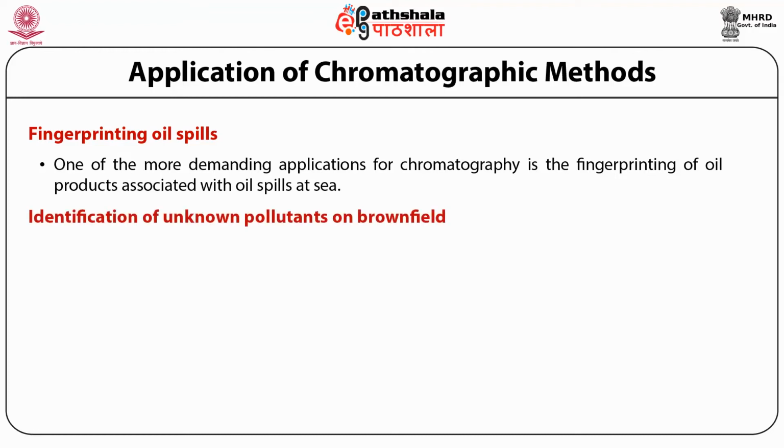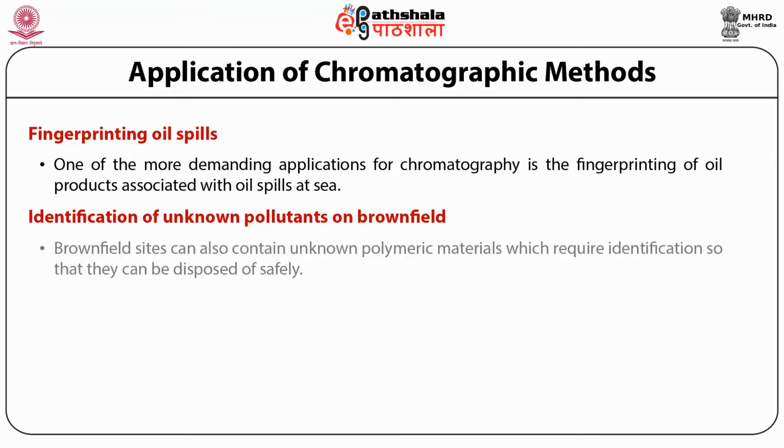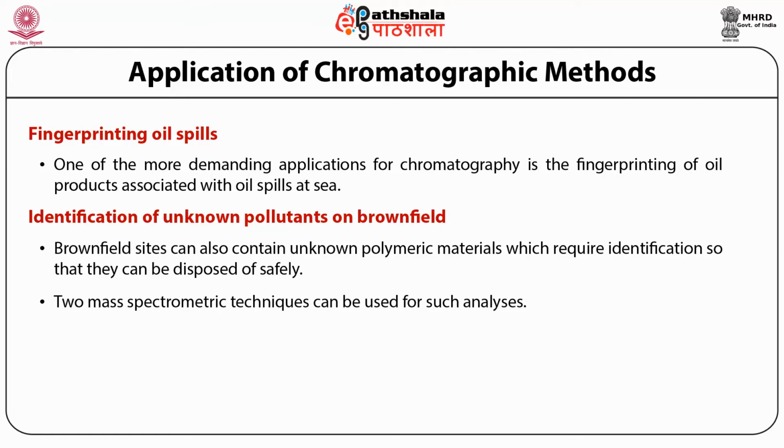Then there is the identification of unknown pollutants on brownfield sites. The brownfield sites can also contain unknown polymeric materials which require identification so that they can be disposed of safely. Two mass spectrometric techniques can be used for such types of analysis.